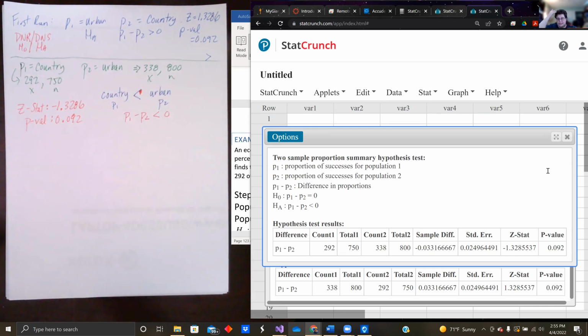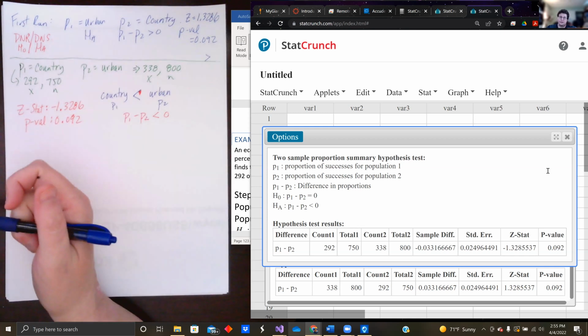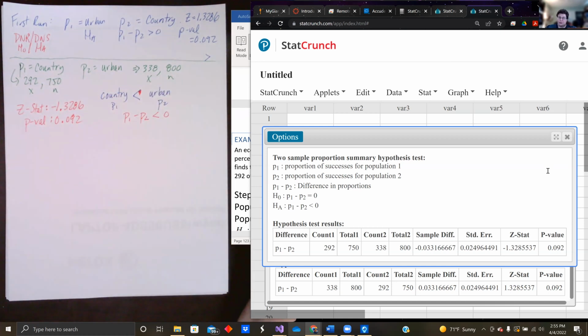So all my later steps still work. My comparison, my do not reject, do not support, all gets backed, and I can do everything correctly. But notice that the sign changed and my z-stat changed. So you need to have them labeled, because first off, the result actually changed. It's not the same result.